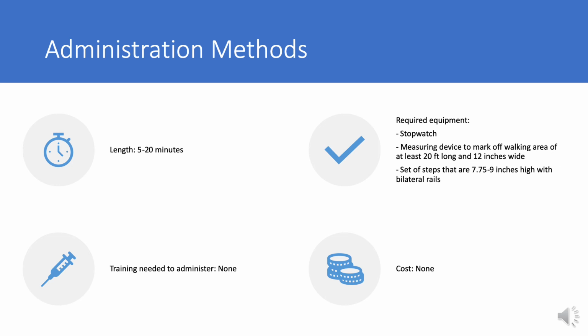You will need a stopwatch to measure how long the patient takes to do each of these sections, each of the 10, a measuring device to mark off the walking area of at least 20 feet long and 12 inches or 1 foot in width, and a set of steps specifically for the 10th part of the assessment, which is the stair-stepping one. And it'll need to be at least 7 3/4 or 9 inches high with bilateral rails for the patient to hold on either side.